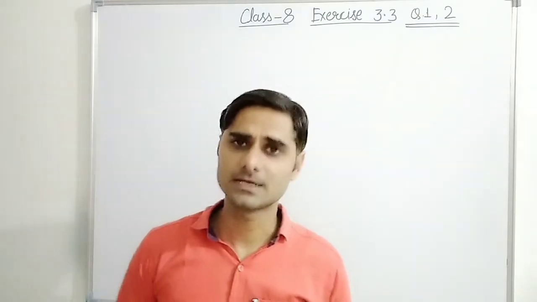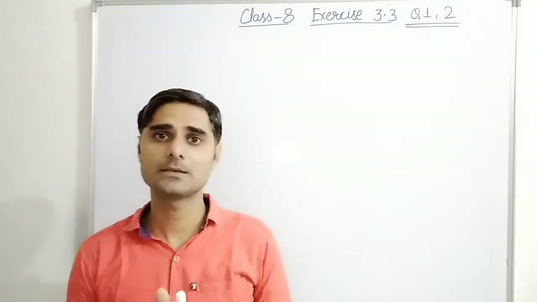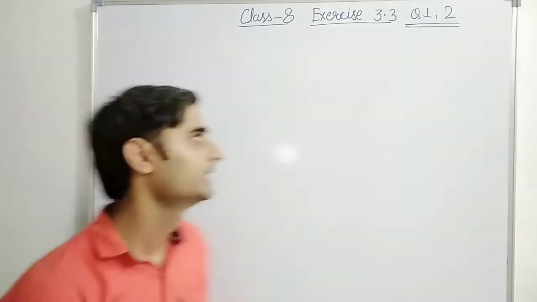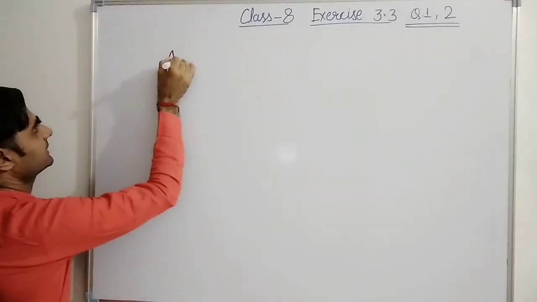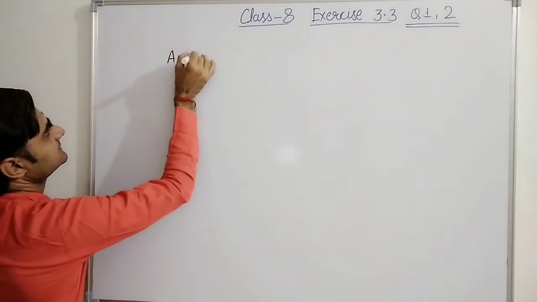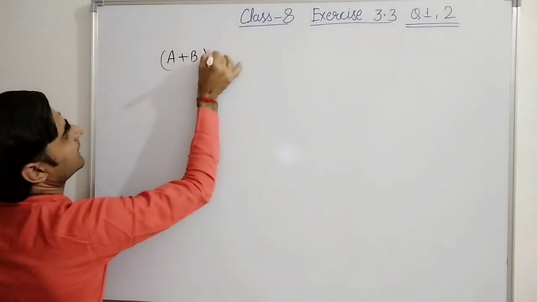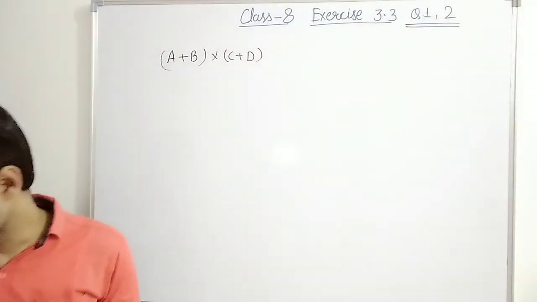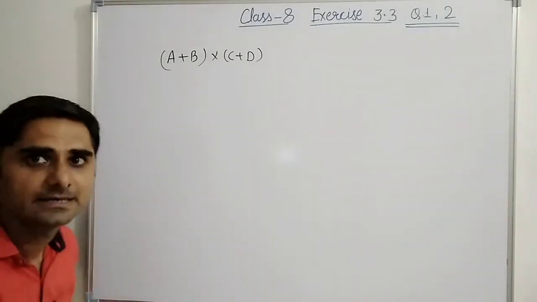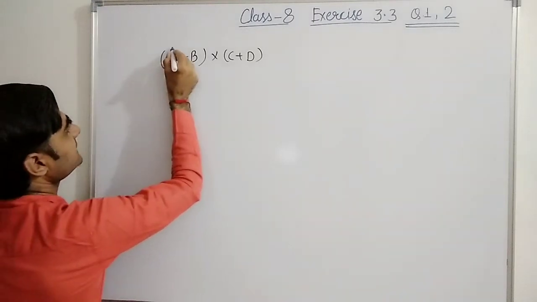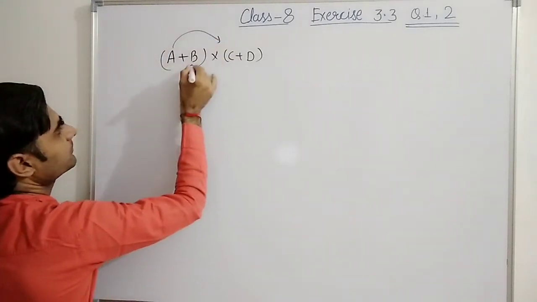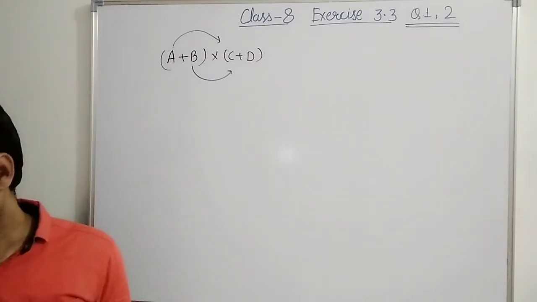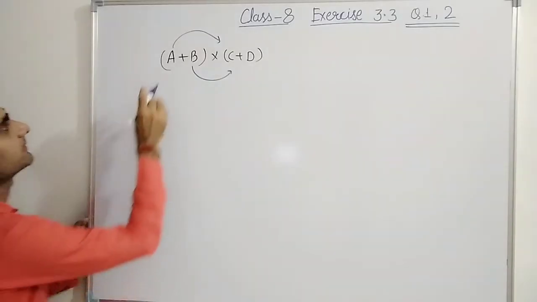As we have already learned binomial by binomial multiplication, as an example I am taking (a + b) multiplied by (c + d). How to multiply? This a will be multiplied with both of them, then after that b will be multiplied by both of them.